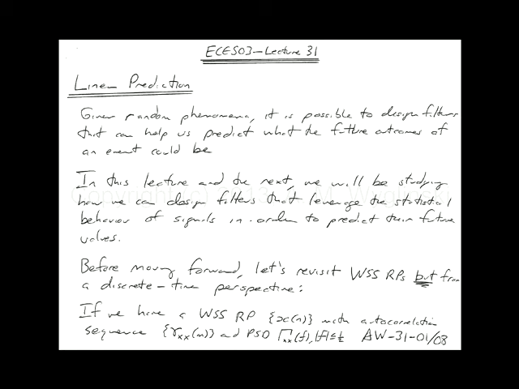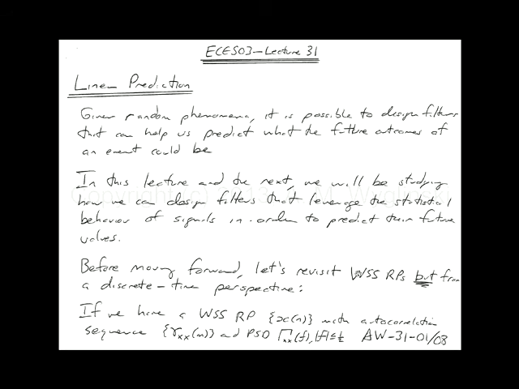So we have a random phenomenon. We can design filters. So this is totally DSP. We can design a filter that if we give it current and past samples, we can then say, oh, the next sample should be this. And I'll explain how we create that filter. So that's DSP, building those filters.